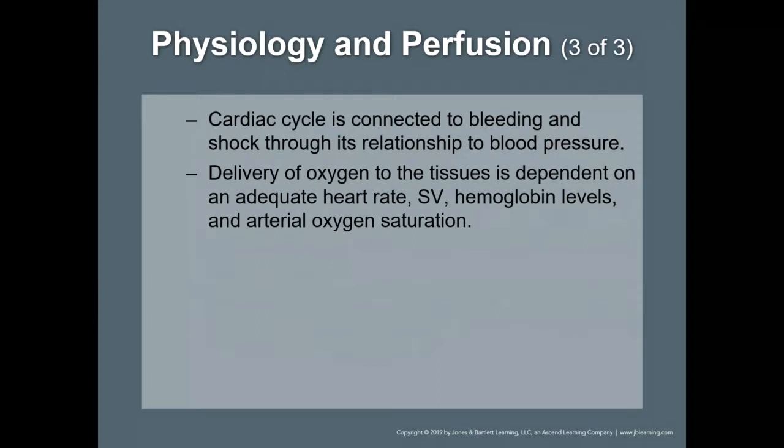And the cardiac cycle is connected to bleeding, obviously, because the cardiac cycle is what circulates blood throughout our body. Delivery of oxygen to our tissues is dependent on our heart working appropriately, having adequate stroke volume, making sure we have plenty of hemoglobin in place, and making sure that we have plenty of oxygen available to attach to that hemoglobin to be transported and dropped off in the tissues.